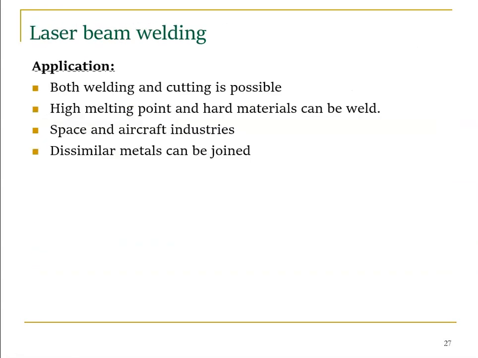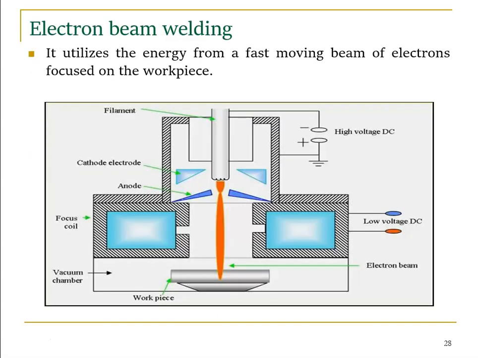The applications are that both welding and cutting are possible. High melting point and hard metals can be welded. In space and aircraft industries, dissimilar metals can be joined. These are some of the applications. Right. So the final process is electron beam welding.